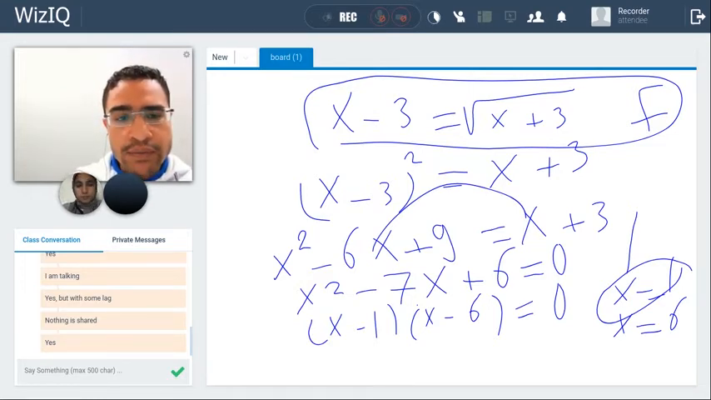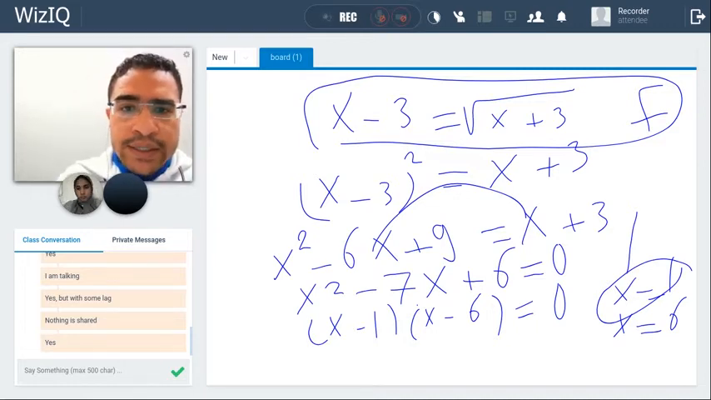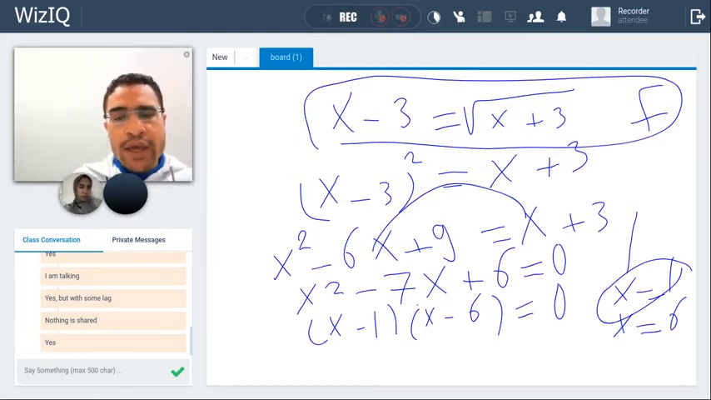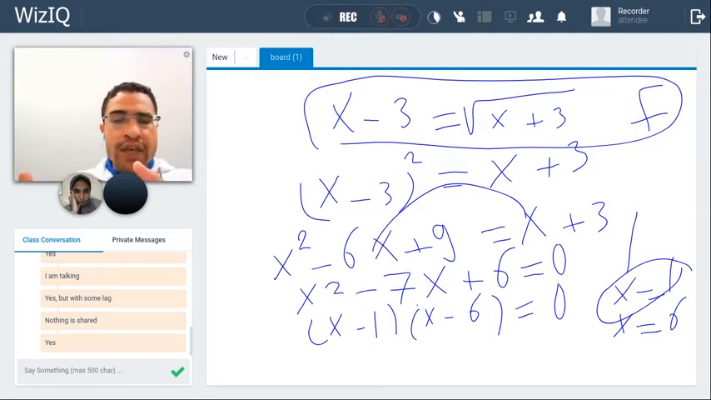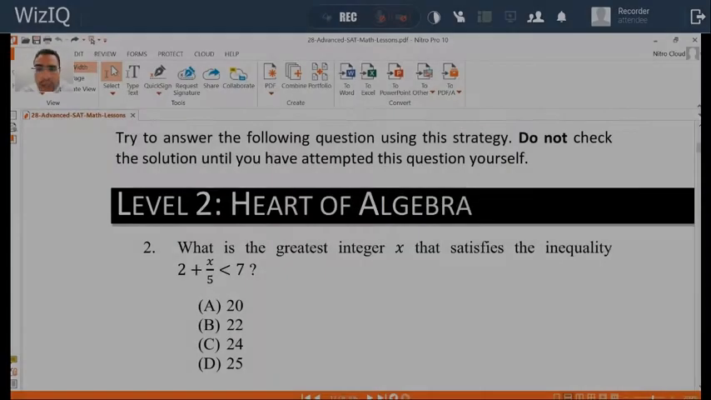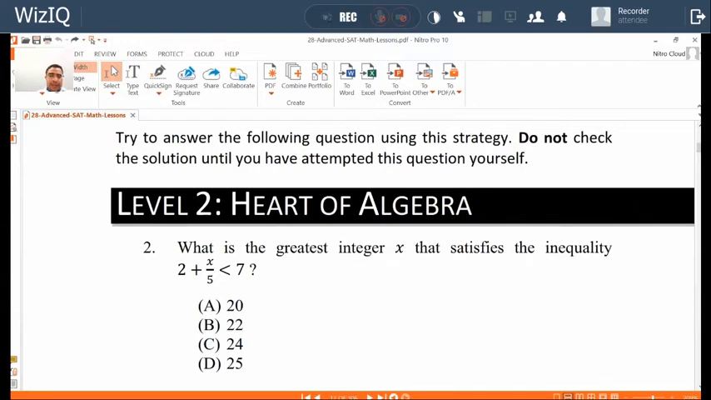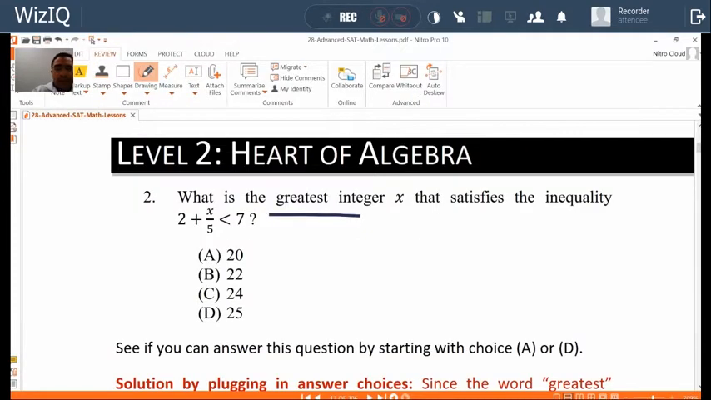No? You're good? Okay. So when you think about it this way, beginning with choice C would make sense because you want to try numbers instead of going through the whole exhaustive, complete solution algebraically. Now, if you look at this inequality, we were talking about beginning with choice C. But if you look at this question, when you see the word greatest, you cannot begin with choice C. Here it's asking you to think about the greatest answer choice.